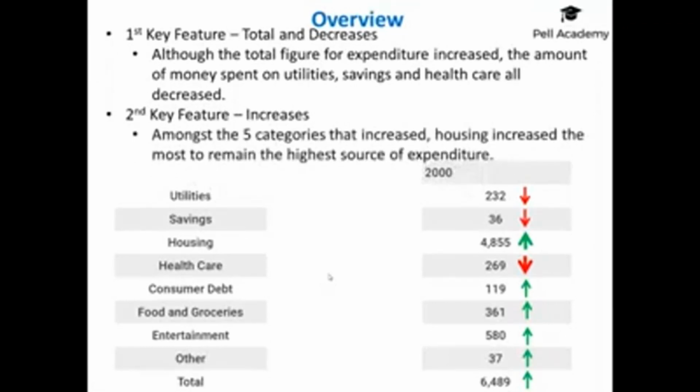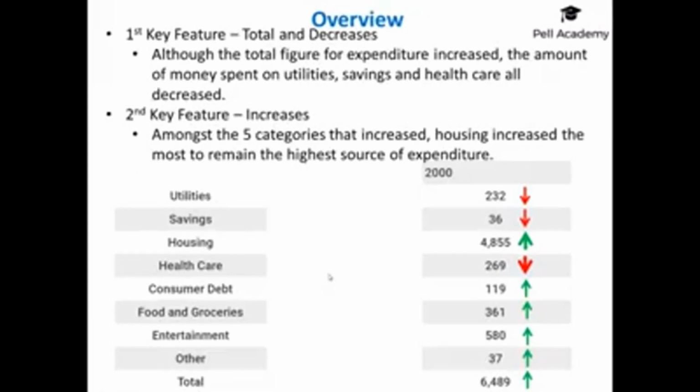saying something. So here, amongst the 5 categories that increased, housing increased the most to remain the highest source of expenditure. So I've just kind of given housing a bit more detail without giving detailed information, but describing what happened and how amongst the 5 there were 2 things important about housing. So that there is my overview. I'm just going to put those sentences together.